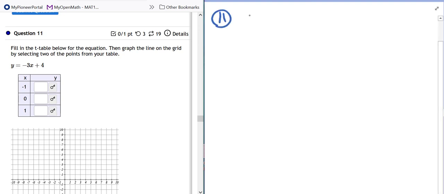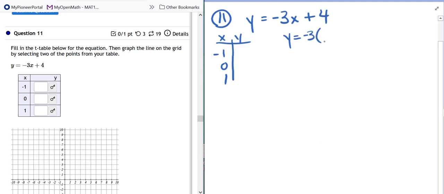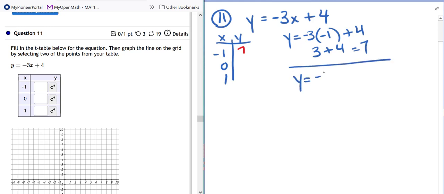So y equals negative 3x plus 4. And the x's they've told us are negative 1, 0, and 1. So if we plug a negative 1 in, we get 3 plus 4, which is 7. Then we start over and plug in 0. 0 is good to choose because it wipes pieces out and makes the math easy. So this one is 4.